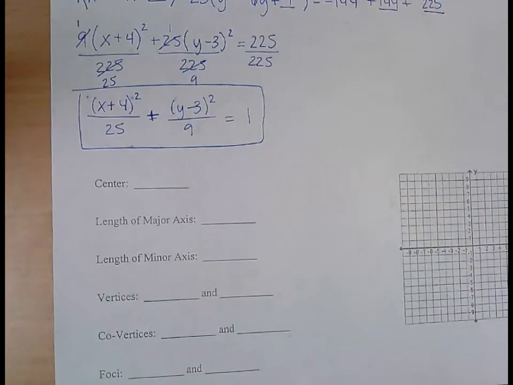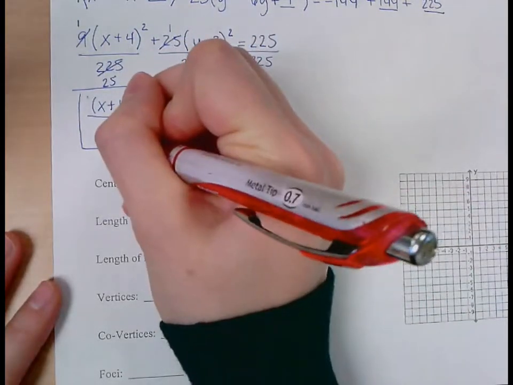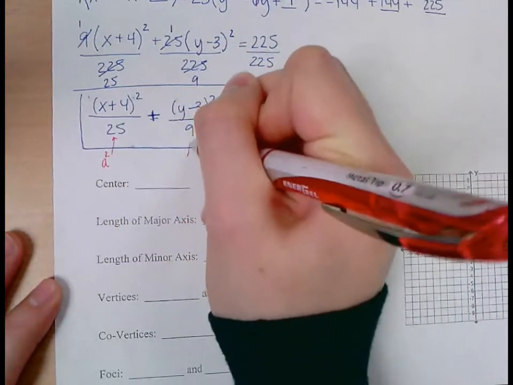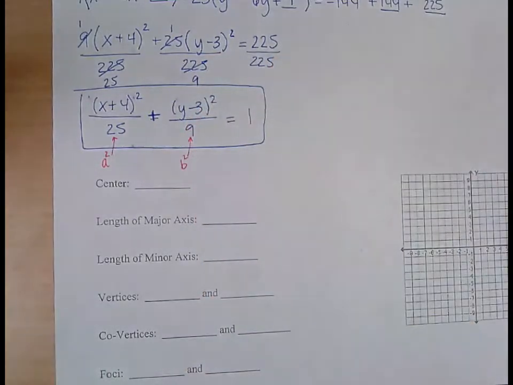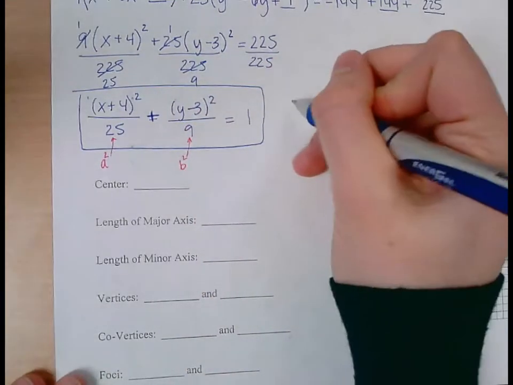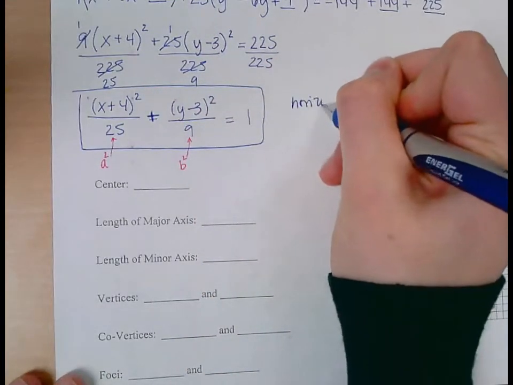And then from here, before I let you graph, I just want to make sure we're graphing the right thing. So first of all, is this ellipse going to be horizontal or vertical? Horizontal, yes. So the larger number, the 25, that is your a squared. B squared is 9. So this is horizontal.